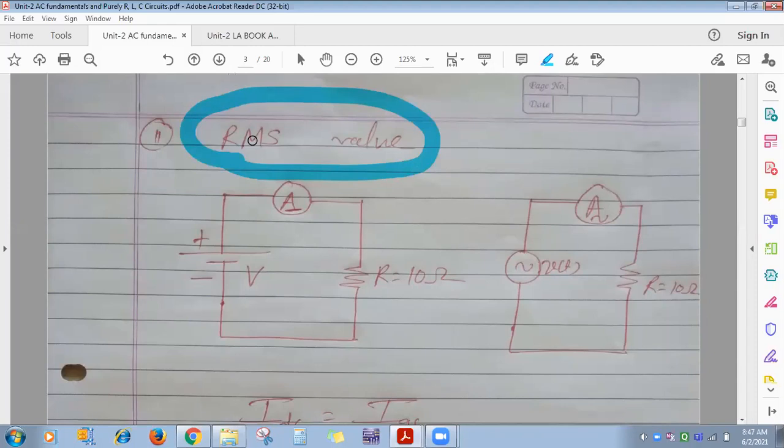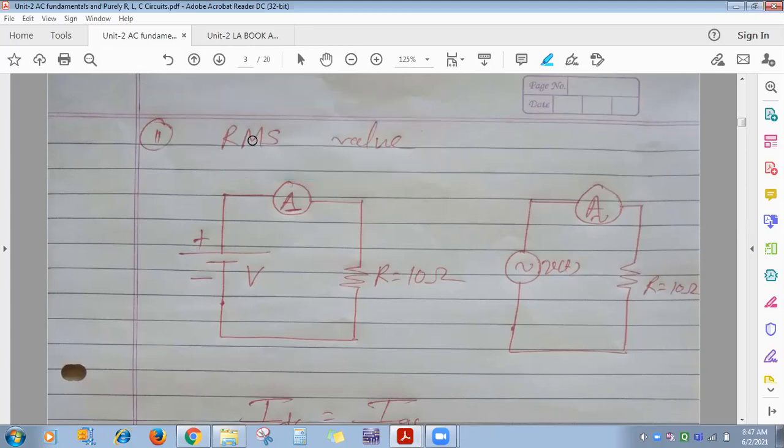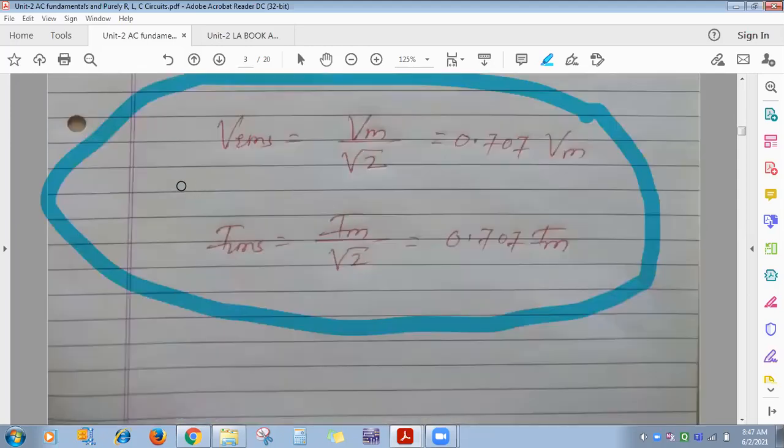Sometimes in the numerical it is given that the current flowing through the resistance is 2 ampere. That 2 ampere current mentioned in the numerical is the root mean square value of the current. When we solve the numerical, it will be clear to you. Now, what about the formula? You have already studied in 12th: IRMS is Im by root 2, that is 0.707 times the peak value.